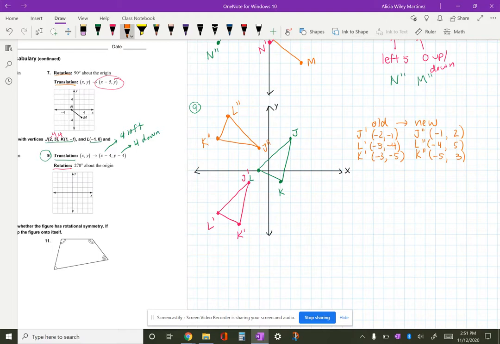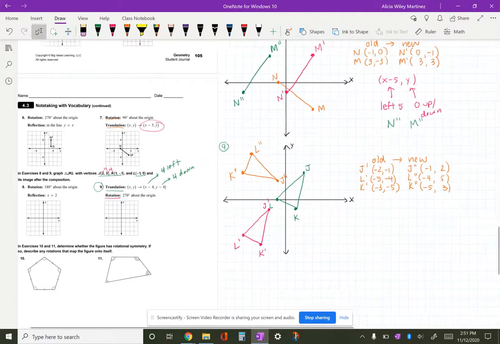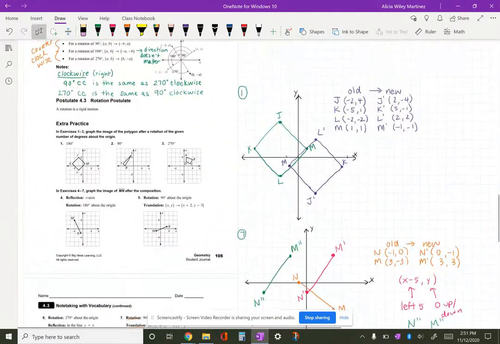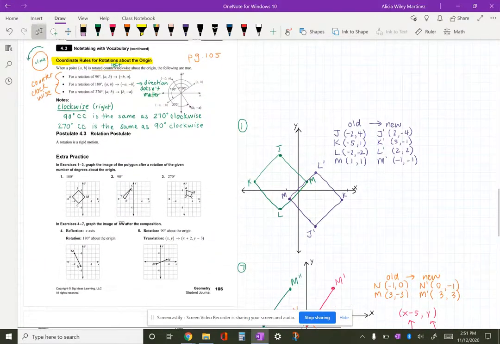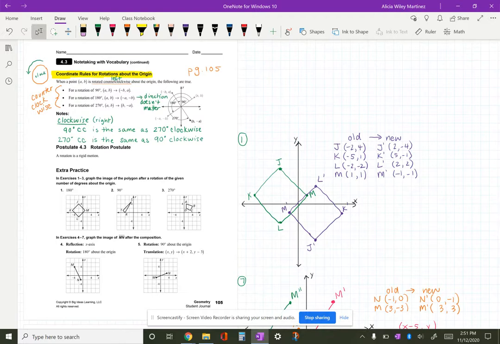So I hope these examples helped you a little bit. If I were you, I would put a bookmark at pages 104 and 105, because that's where those rules are that we're going to use. And again, use counterclockwise for all of your rotations that go around the origin in the coordinate plane, unless it states otherwise. I hope you enjoyed this video, and best of luck with your practice.